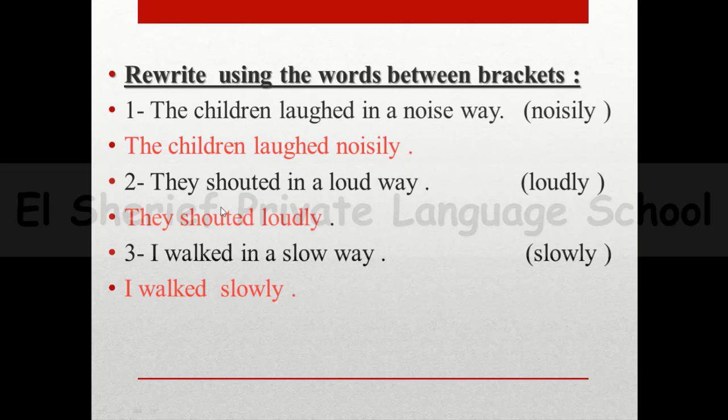Number 2, they shouted in a loud way. Use loudly. How can I use loudly? Loudly is an adverb, so I should cancel in a loud way and put loudly after the verb. The verb here is shouted. So the answer will be they shouted loudly and full stop. Number 3, I walked in a slow way. So I should use slowly to describe the verb walked. So I should cancel in a slow way and put slowly instead of it after the verb walked.